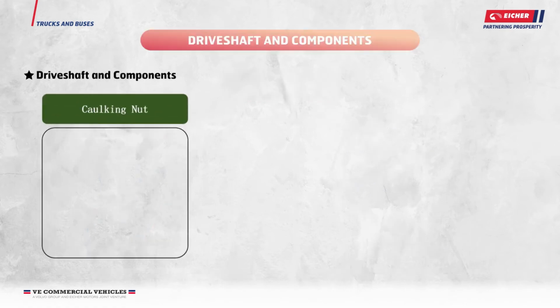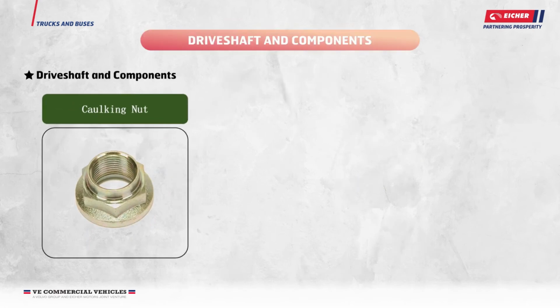Caulking nut. A caulking nut is a hexagonal nut which is used to fasten the drive shaft to the front disc rotor in the case of a front-wheel drive vehicle. Also, it is used to fasten rear drum assembly to the axle. The nut needs to be locked to the drive shaft by hammering the edge of the nut into the slot on the drive shaft end with the help of an appropriate tool. This will help to prevent it from loosening accidentally.